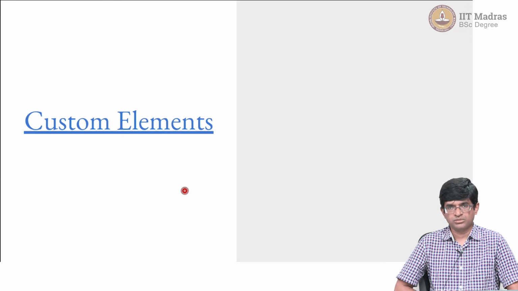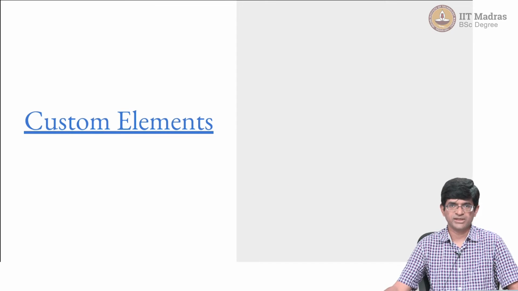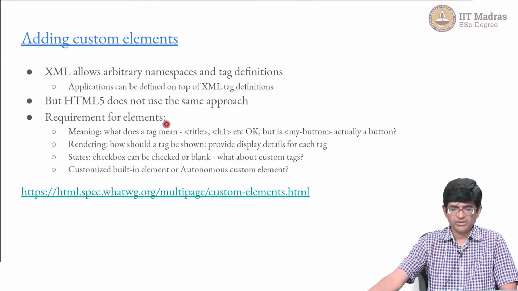Okay, so far we have looked at a high level overview of JavaScript, right? And we now come to the most important part. Why did we bring JavaScript into the picture? We were talking about HTML to start with, and the reason why JavaScript comes into the picture is because we want to define custom elements. Okay, so what are custom elements?